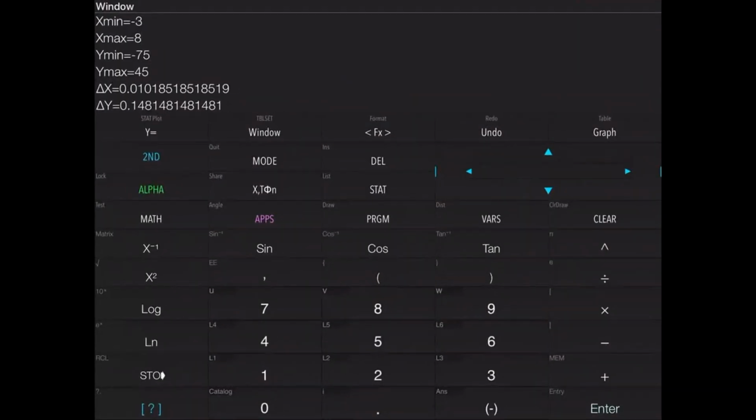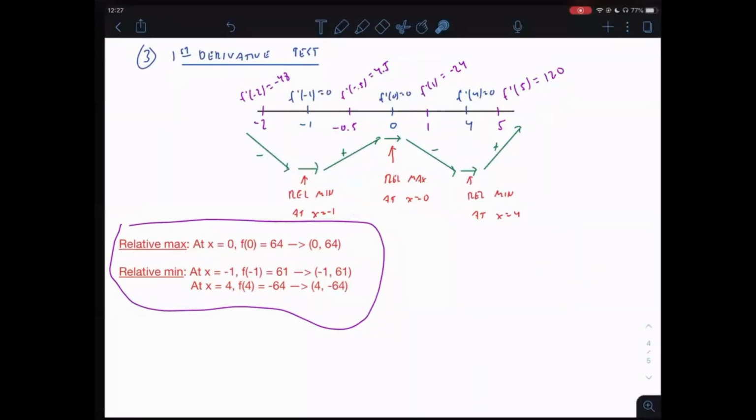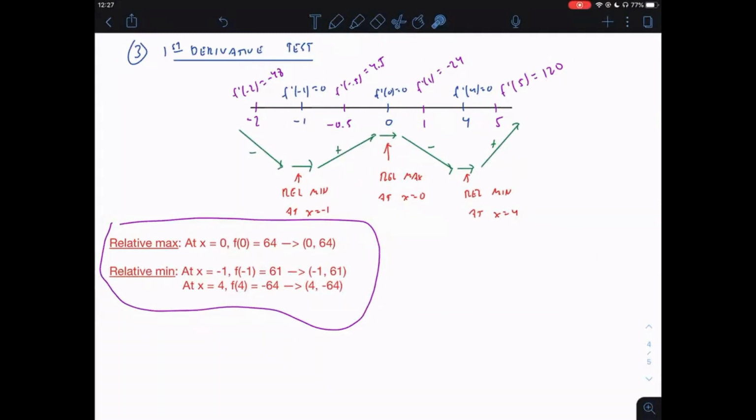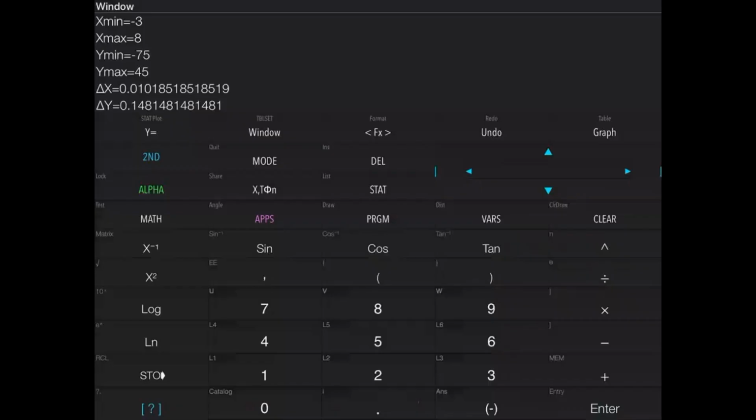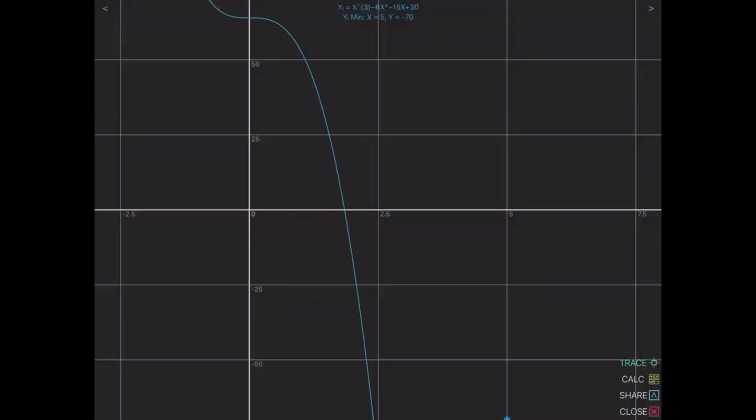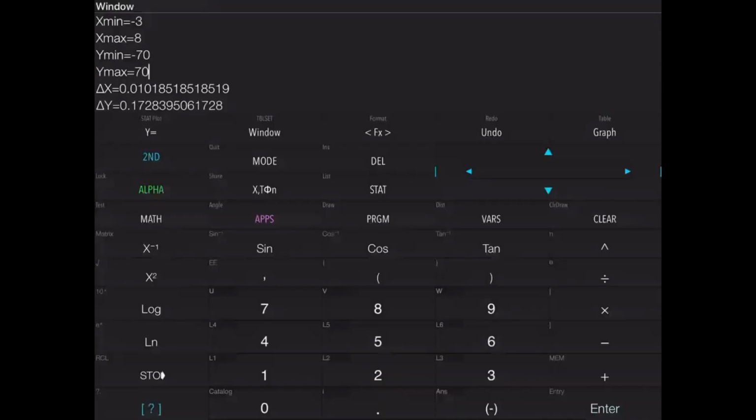All right, so now the y values. So let's see. Our relative minimum, the smallest value, was -64. The biggest value was +64. So let's make this -70 to +70 for the y limits. And here we have our function. Let me make that one a little bit more, -75 to +75.